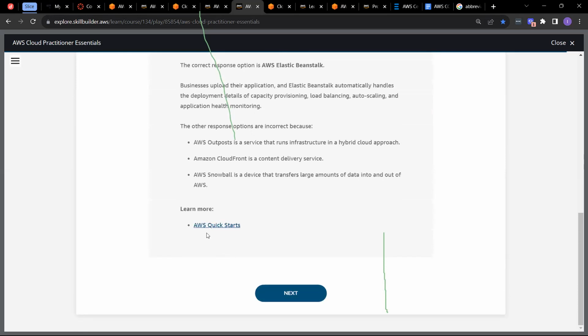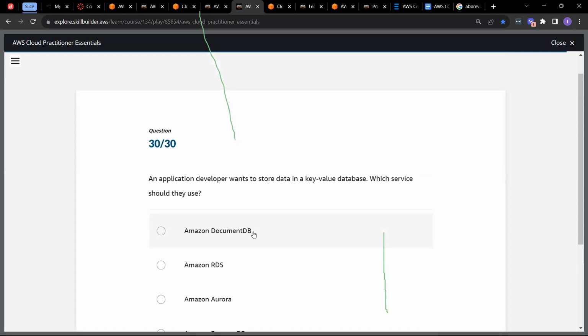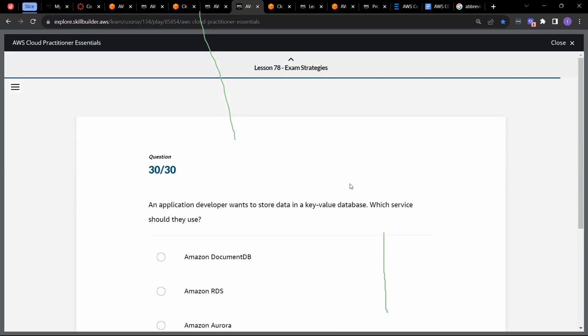So you see, they have AWS Quick Starts, like the Quick Start services. Ready? An application developer wants to store data in a key-value database. This one will be what? The answers, okay, we don't see the full answers, but it will be what?